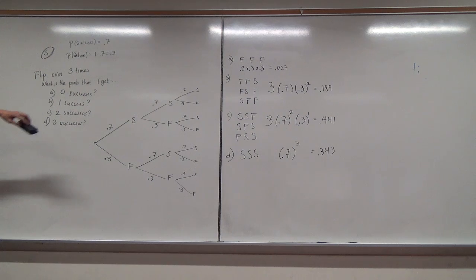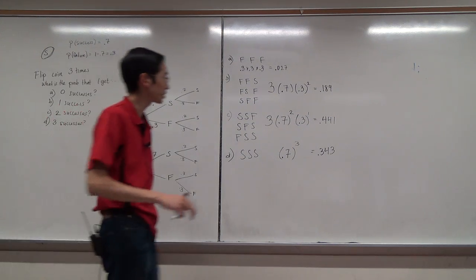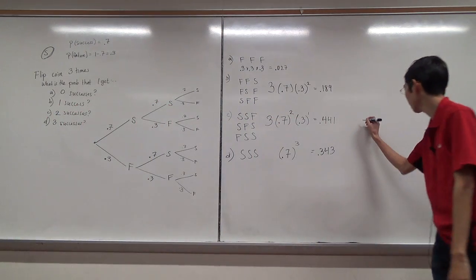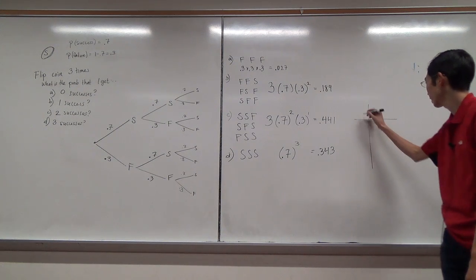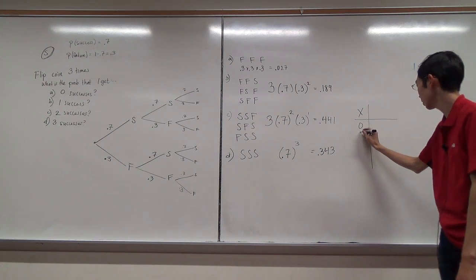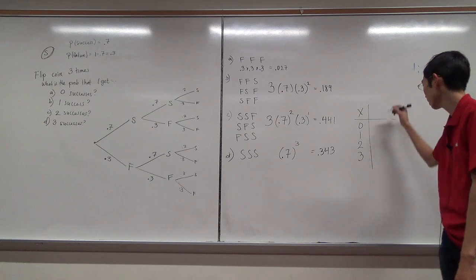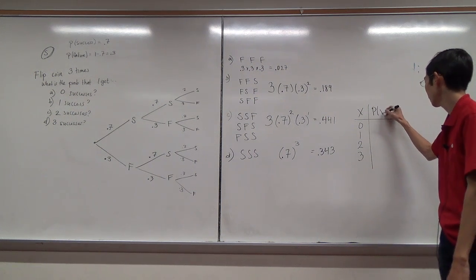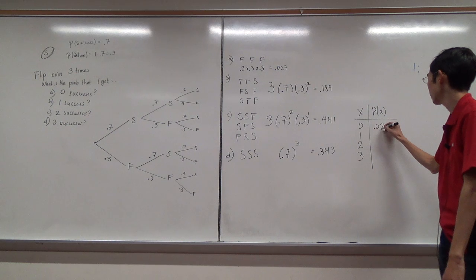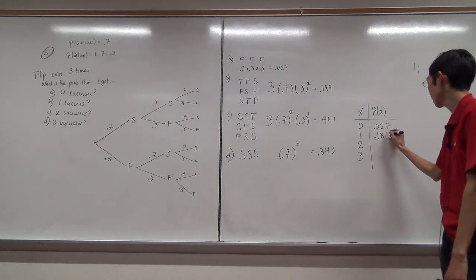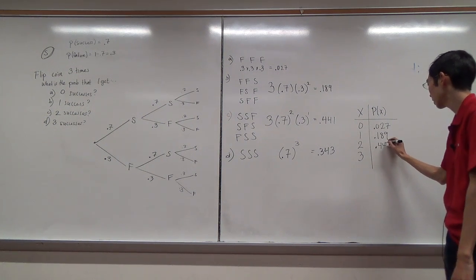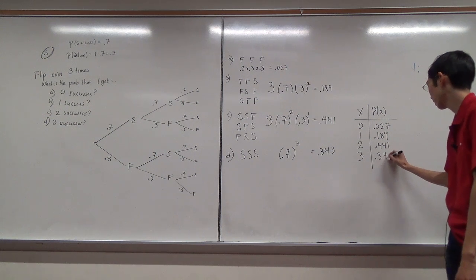So here is our probability distribution for the binomial random variable. Our x can take on values 0, 1, 2, and 3 with probability 0.027, 0.189, 0.441, and 0.343.